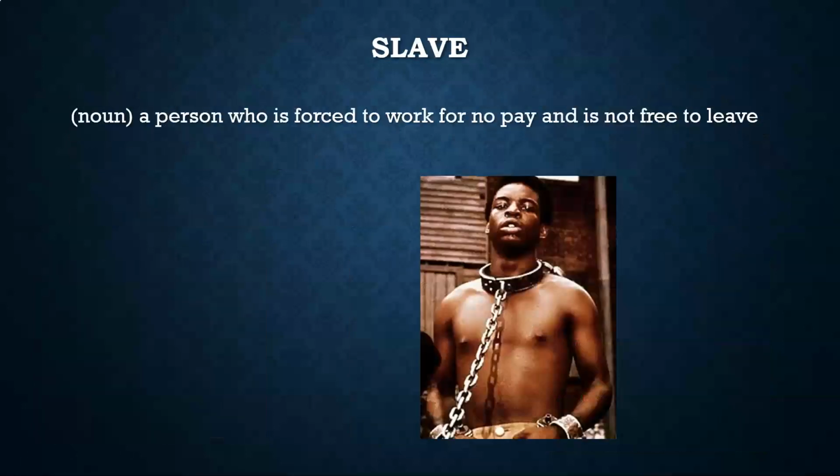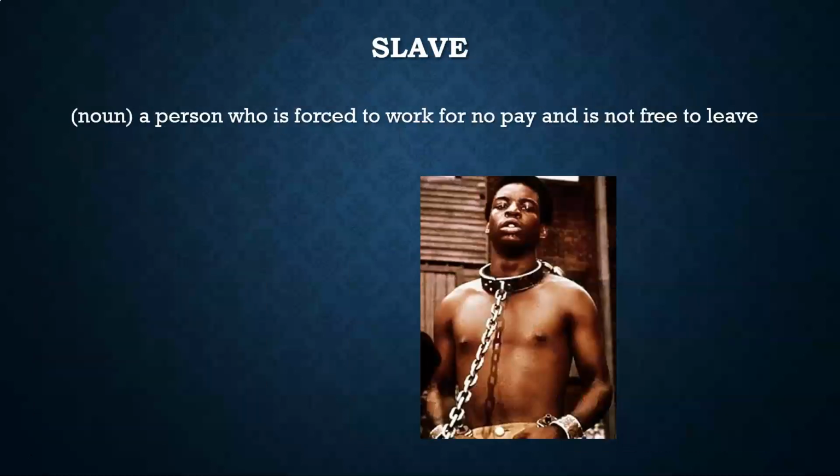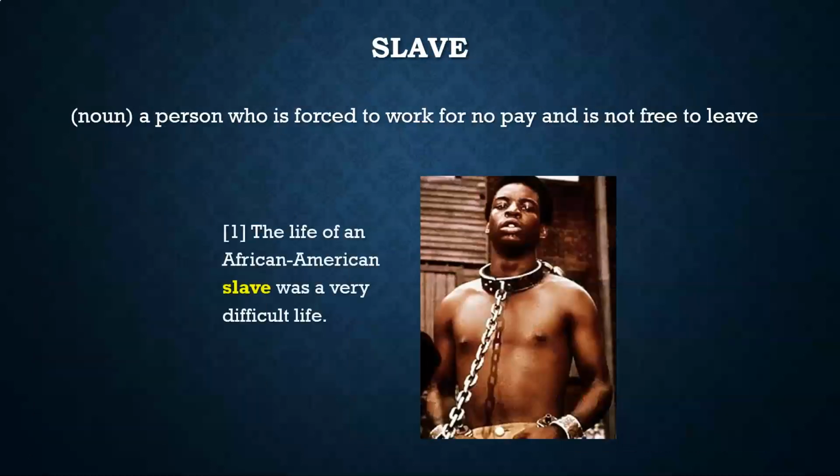The next word you need to know is slave. So a slave is a person who is forced to work with no pay and is not free to leave. Slavery is a situation, but a slave is a person. And here's an example. I can say the life of an African American slave was a very difficult life.